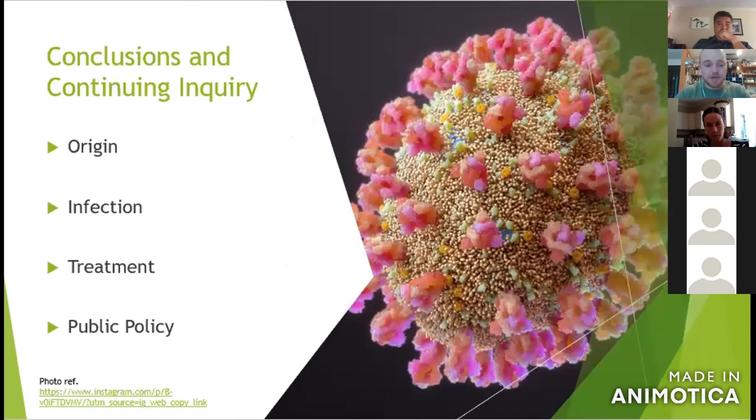My conclusions about my research. So as far as the origin of the coronavirus goes, we know that it probably came from bats. We don't know how exactly it was transferred to humans. It may have come from another mammal. It may have come from bats. We simply don't know. But hopefully we'll find out.